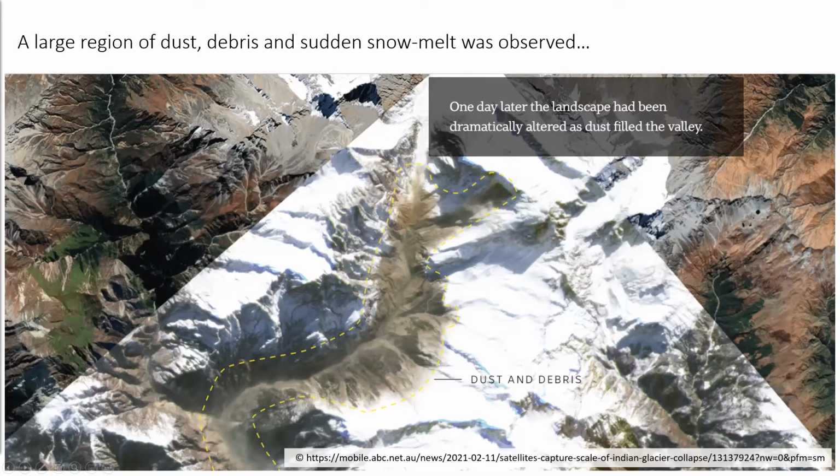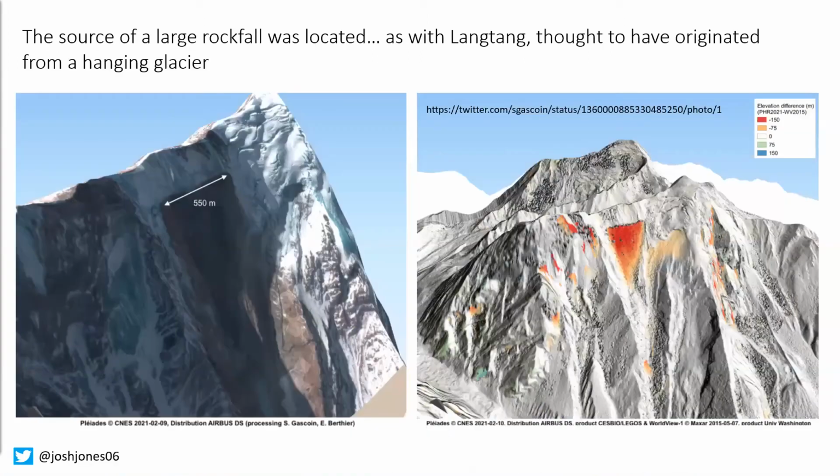So with this kind of strange thing identified, scientists began looking at it with some more detailed satellite imagery, and it was quickly confirmed that there had been a huge rockfall in this area. Now, these 2 images show the source zone of this rockfall. As with the Langtang event, it appears that this rockfall originated beneath on a slope with a lot of ice and snow.